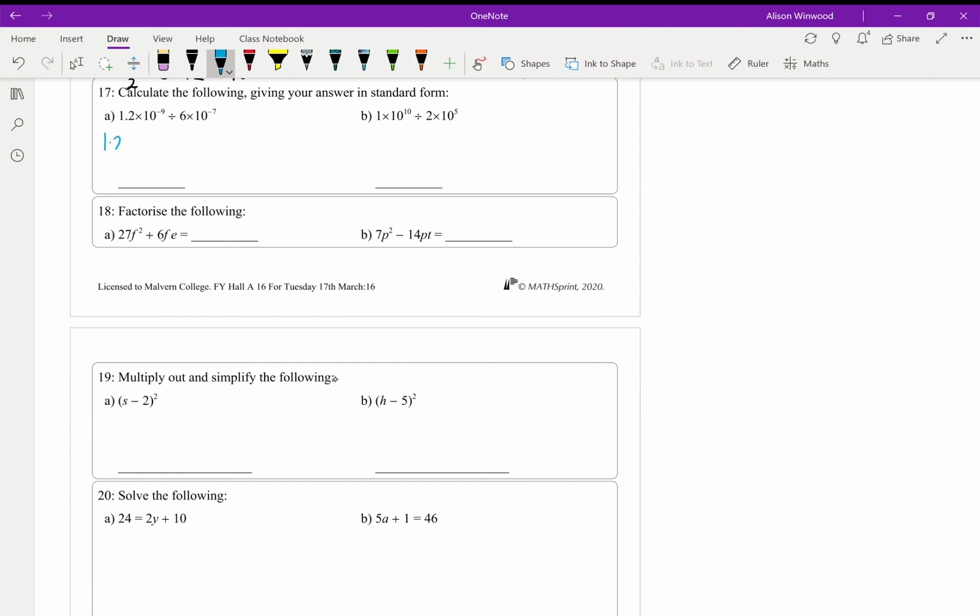Do the numbers first, so 1.2 divided by 6 is 0.2. Then do the powers of 10, 10 to the negative 9 divided by 10 to the negative 7 is going to be 10 to the negative 2. Then we need to change this to standard form, so I multiply the first part by 10 and divide the second part by 10. 1 divided by 2 is 0.5.